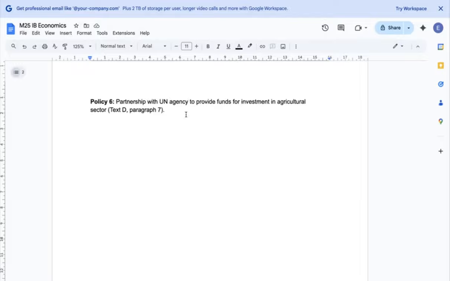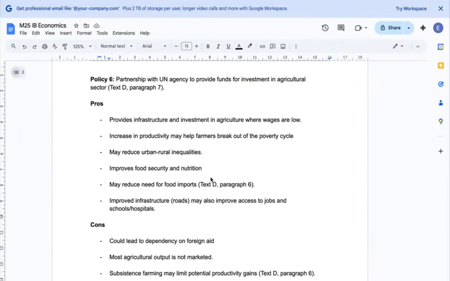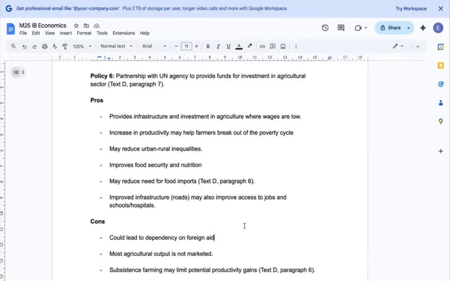Last policy that I decided to analyze is the partnership with UN agency to provide funds for investment in agriculture sector. This policy also has its own pros and cons. For the real exam, it will be surely enough to analyze at least 3 to 4 policies.